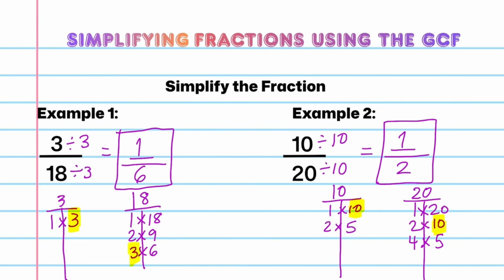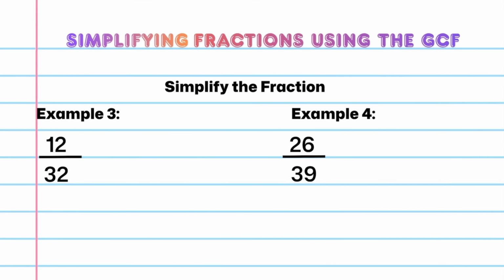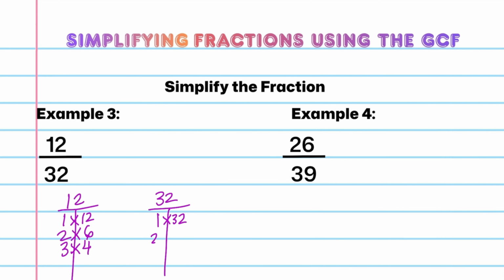Let's look at example 3. We have 12 over 32. I'm going to do the same thing: list all the factors of 12 and all the factors of 32. The factors of 12 are 1 times 12, 2 times 6, and 3 times 4. The factors of 32 are 1 times 32, 2 times 16, 3 does not go into 32, and 4 times 8.